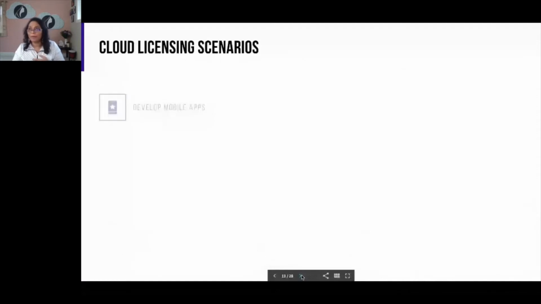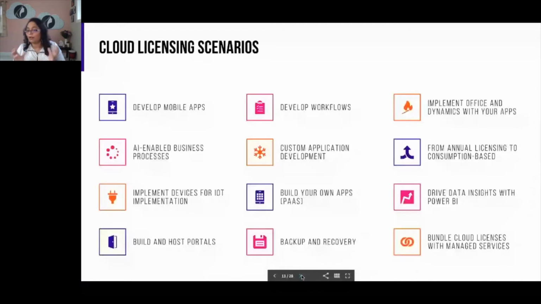Next one. When you're thinking about the solutions, there are multiple ways you can build your solution. These are all the licensing scenarios. You can develop a mobile app and have a recurring revenue model on top of it, or you can do an AI-enabled business process. That's your solution. Or you can build and host portals, or do a backup and recovery solution, or you can go from annual-based to consumption-based solutions, or build your own apps, which is platform as a service. There are multiple scenarios of how you can build your own technology solution, either ground up, or you can connect multiple things and put them together.